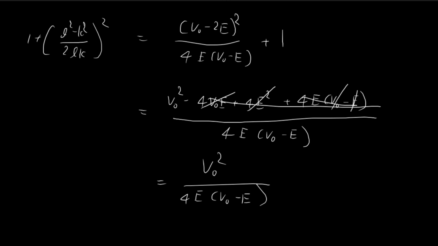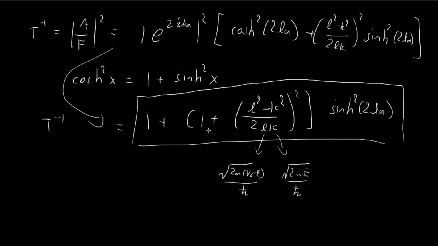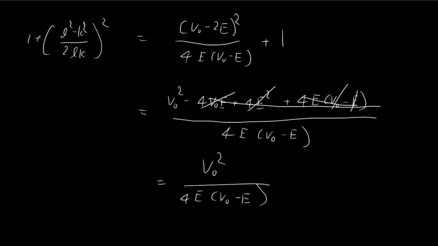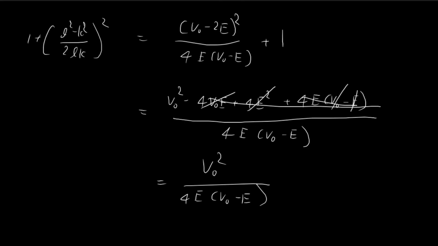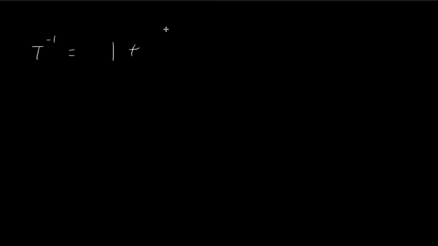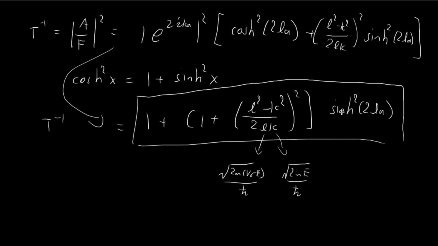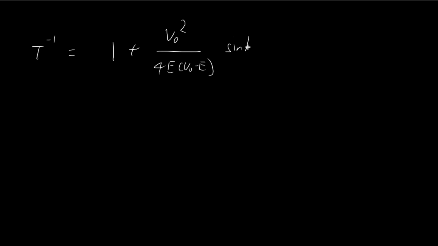So taking this expression, we can now substitute it back into this expression. So let's just write out the final answer one last time. So the transmission coefficient inverse is just equal to 1 plus this entire expression, which we have just found to be equal to V0 squared divided by 4E(V0 minus E), and then multiplied by the hyperbolic sine function squared.